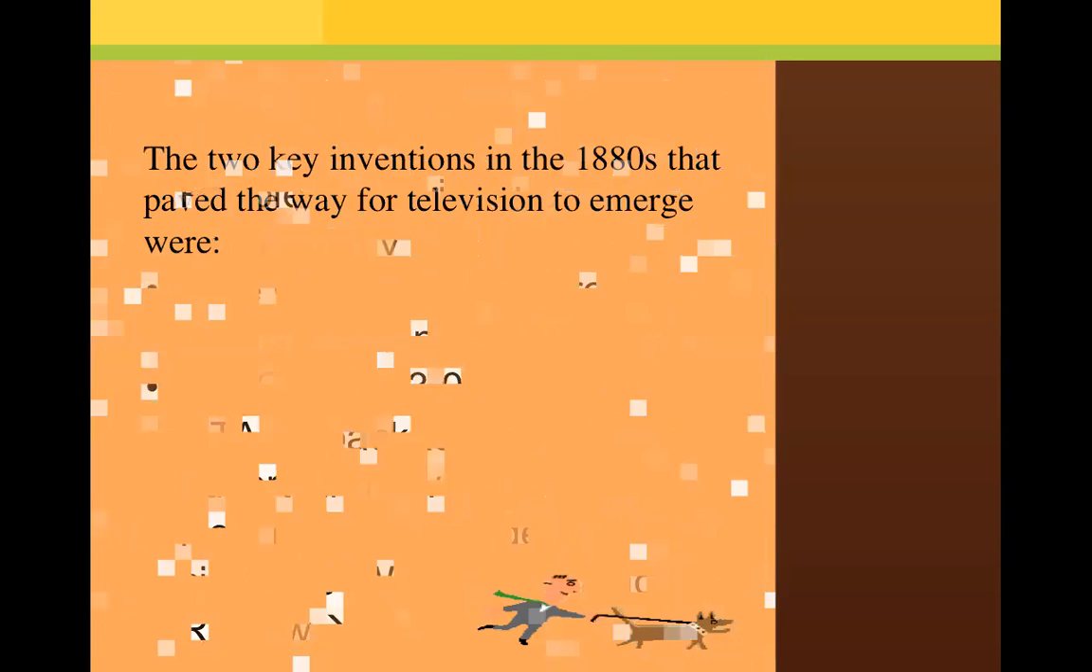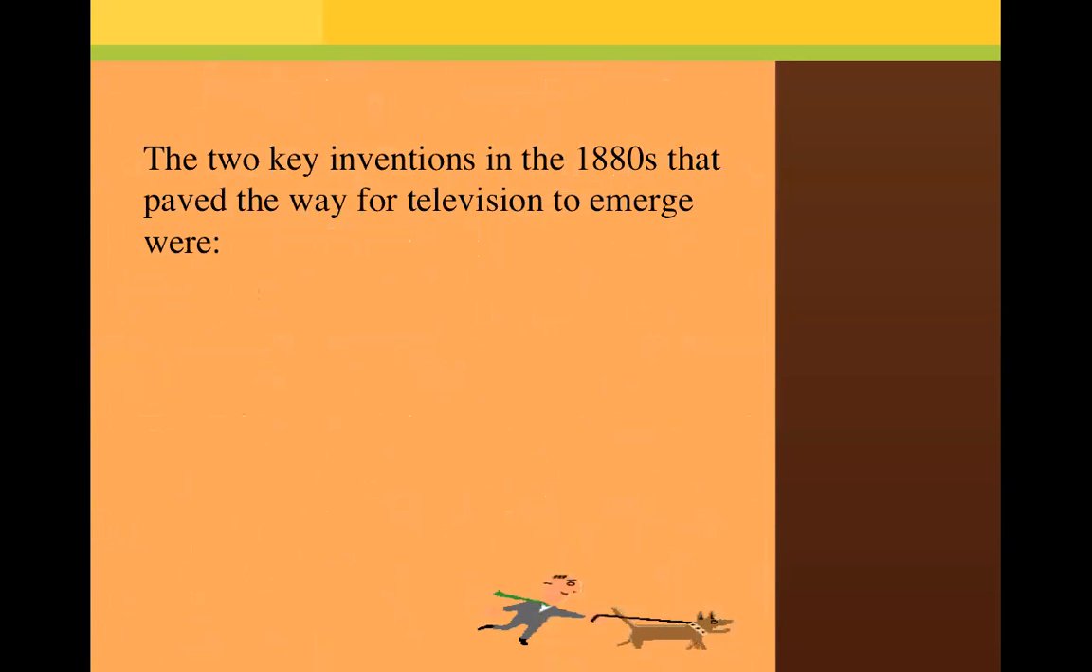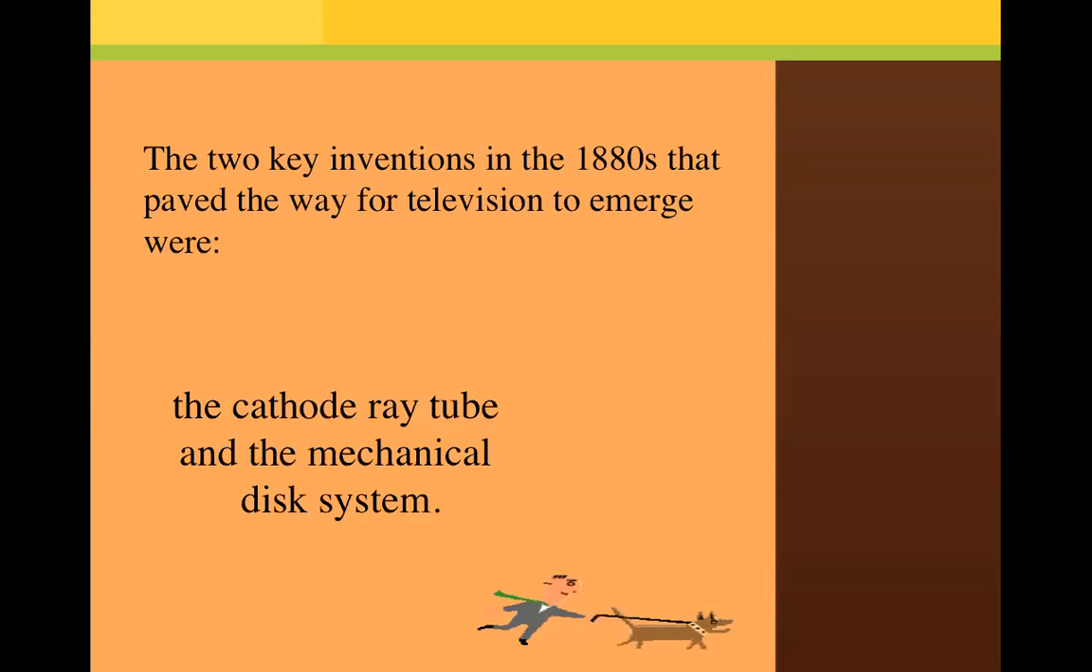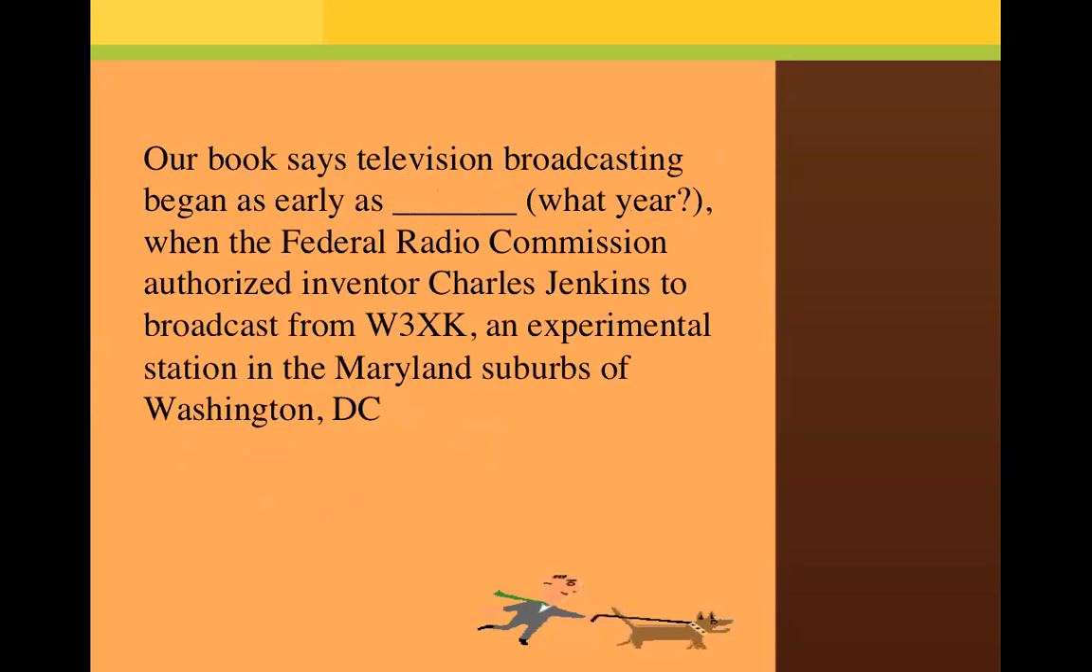So let's look at a little bit of review then from some of the things from this chapter. The two key inventions in the 1880s that paved the way for television to emerge were the cathode ray tube and the mechanical disc system. Our book says television broadcasting began as early as what year, when the Federal Radio Commission authorized inventor Charles Jenkins to broadcast from W3XK, an experimental station in the Maryland suburbs of Washington, D.C.